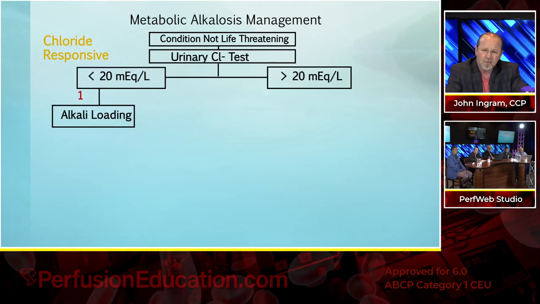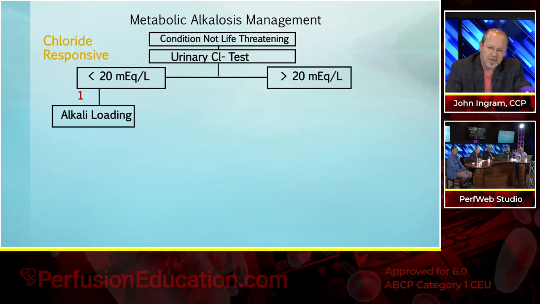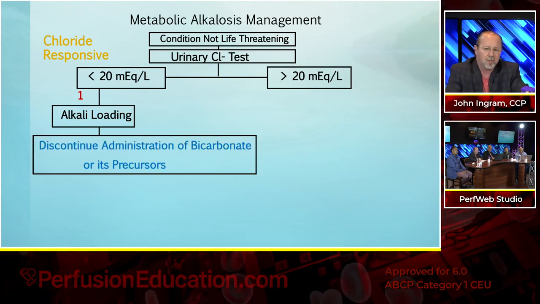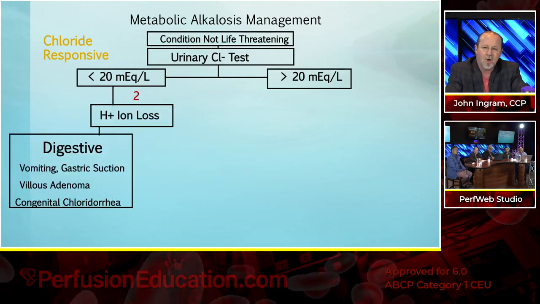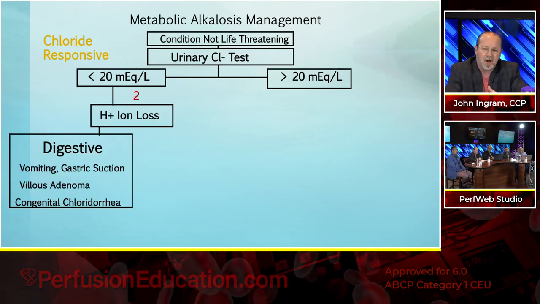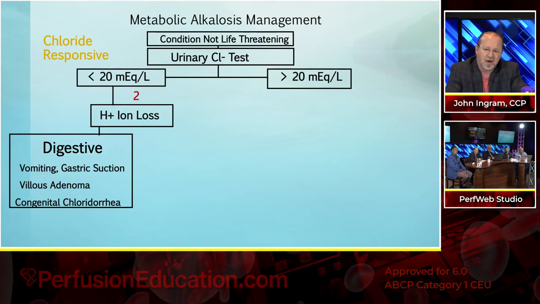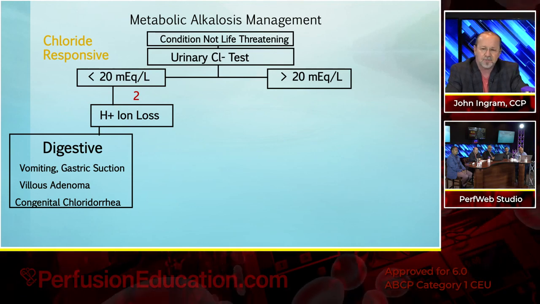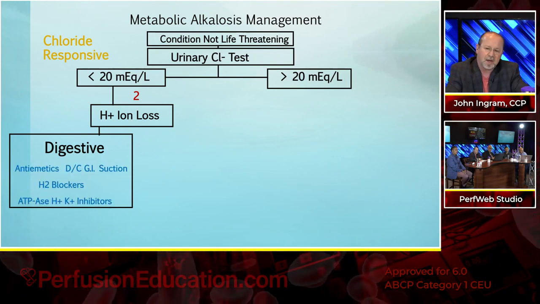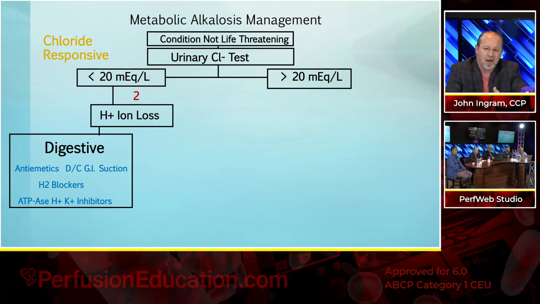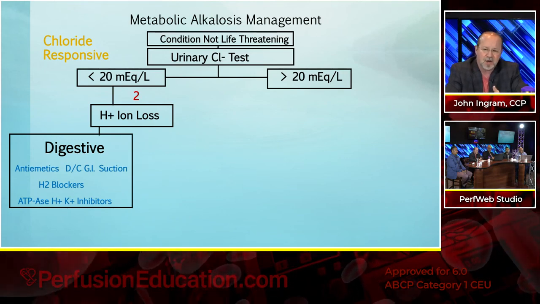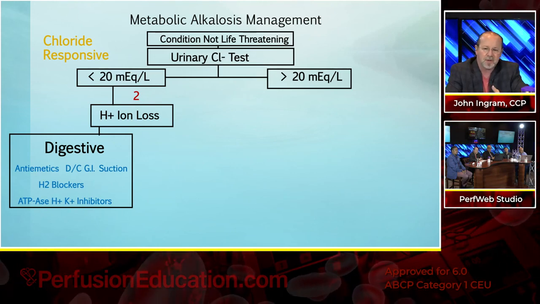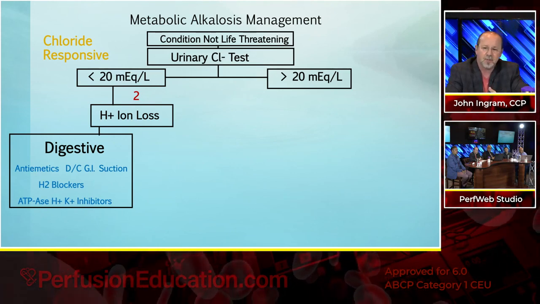This could either be due to excess alkali loading, in which case you would just discontinue the bicarbonate or any of its precursors that you ingested, or you could have hydrogen ion loss. The digestive hydrogen ion loss that we talked about, vomiting, excessive gastric suction. In that case, you would give antiemetics and discontinue the GI suctioning. You could give H2 blockers or proton pump blockers, ATPase, hydrogen potassium inhibitors.